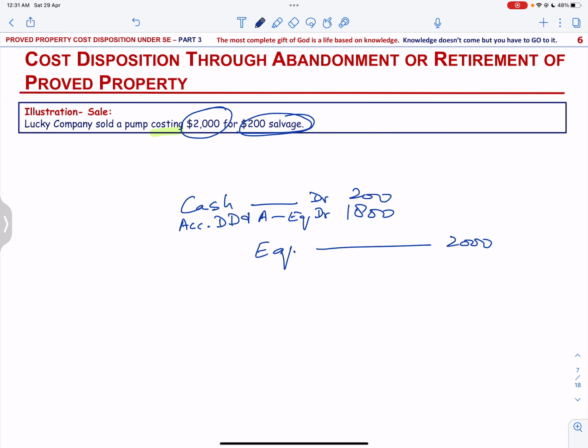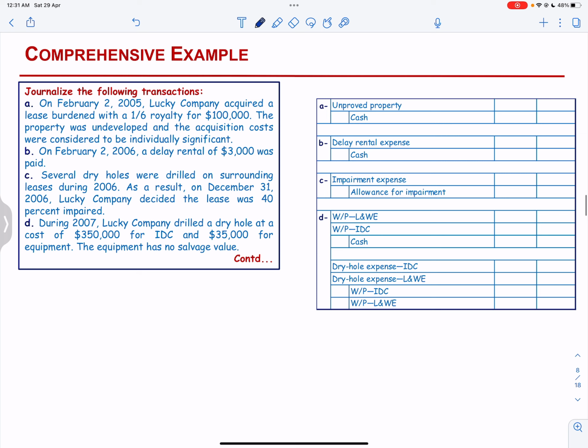Next, let us solve a comprehensive example. Now, on February 2, 2005, Lucky Company acquired a lease burdened with a 1/6 royalty for 100,000. The property was undeveloped and the acquisition costs were considered to be individually significant. So first of all, we are acquiring. Right now, this is undeveloped, so this is unproved property, debited by 100,000, and cash is credited by 100,000.